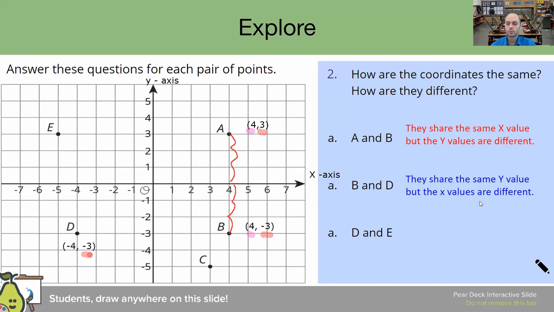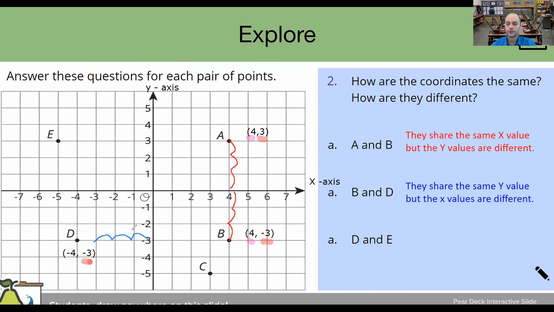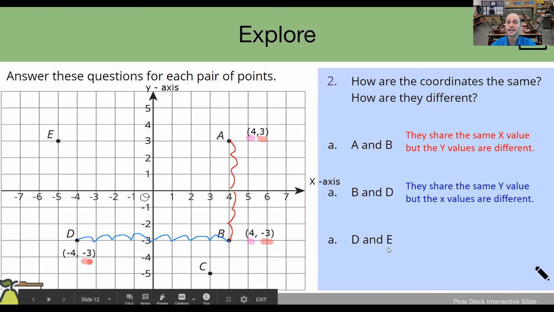Now, there's actually one more thing they have in common. Pause the video and let me know if you see it. All right, welcome back. If you said that they also are the same distance from the y-axis, then you are correct. Point D is 1, 2, 3, 4 units from the y-axis, and point B is 1, 2, 3, 4 units from the y-axis. Good job. Okay, let's move on to the last question, D and E.